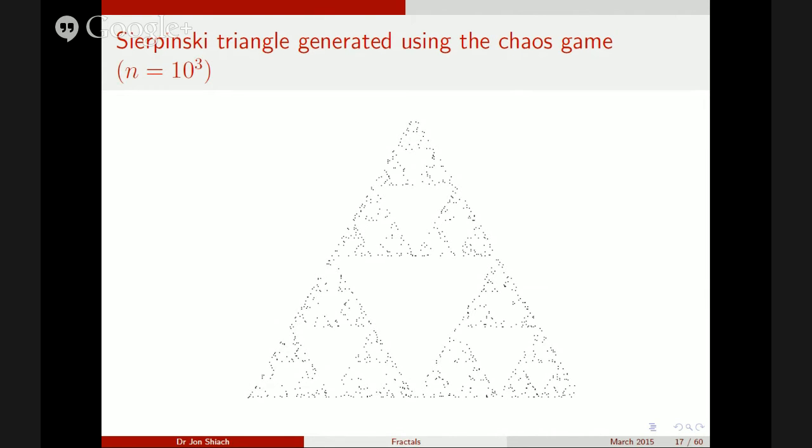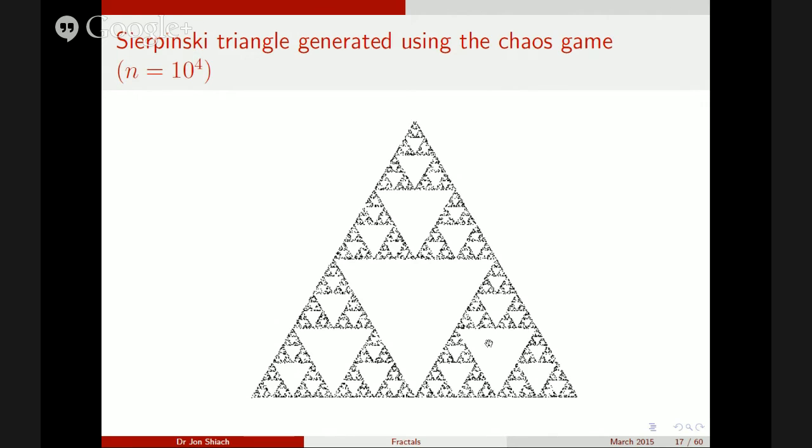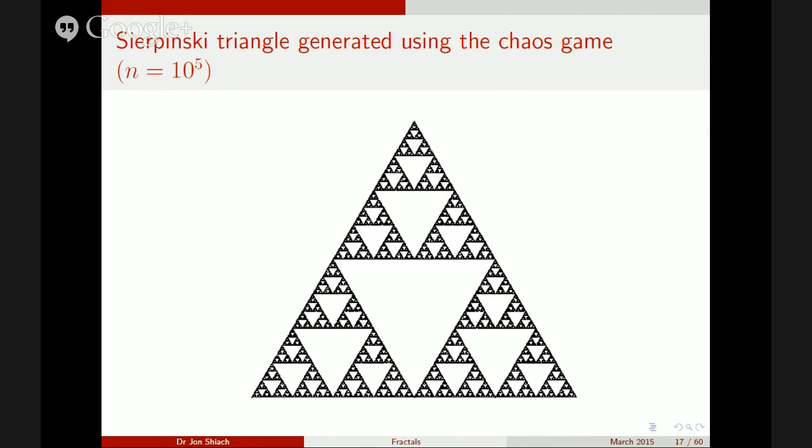Okay, so there are 1,000 dots there. I've done it 1,000 times, and you can kind of see a pattern. If we do it for 10,000 iterations, we can start to recognize the Sierpinski triangle. And if you do it for 100,000, we get a fairly good representation of the Sierpinski triangle.